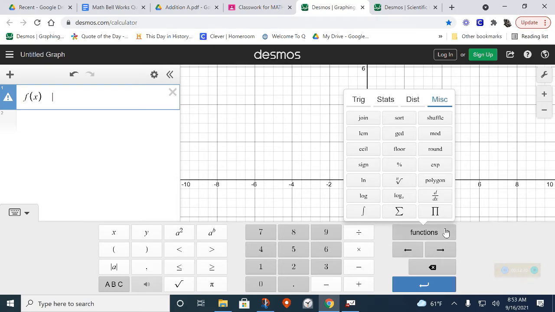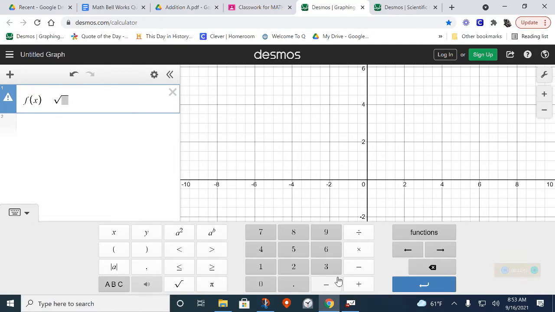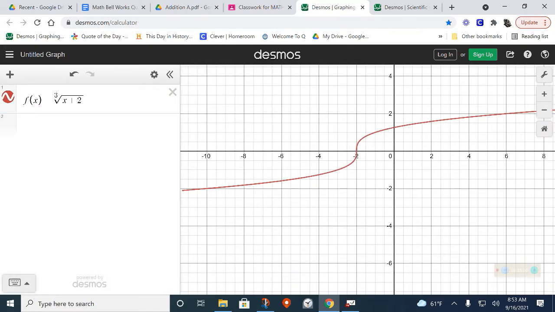So let me say that again. You go to functions, miscellaneous, cube root's right there. So I'm going to put cube root of x minus, was it x plus 2 or x minus 2? X plus. Thank you. There's a function, guys. Look at it. Look at how it behaves.